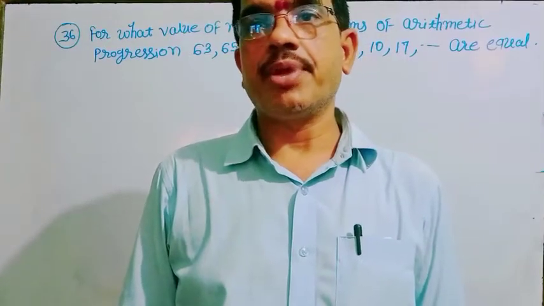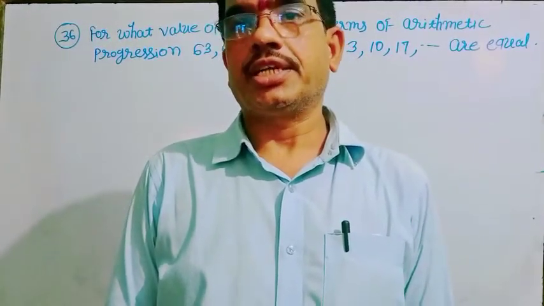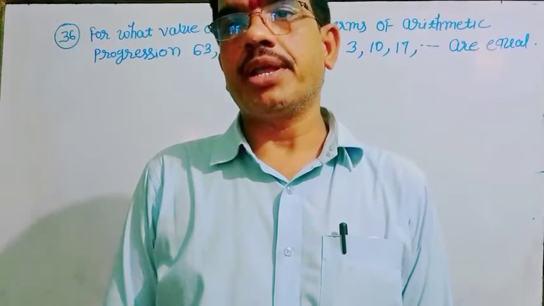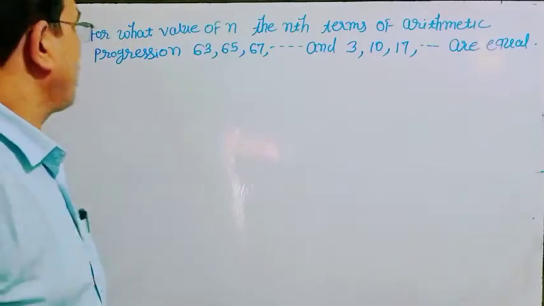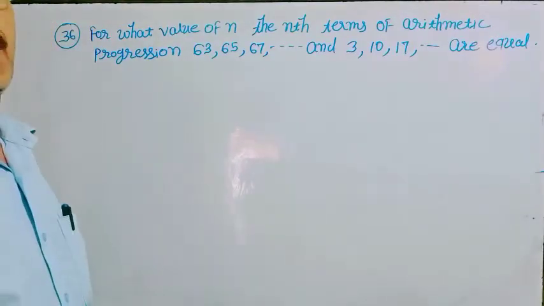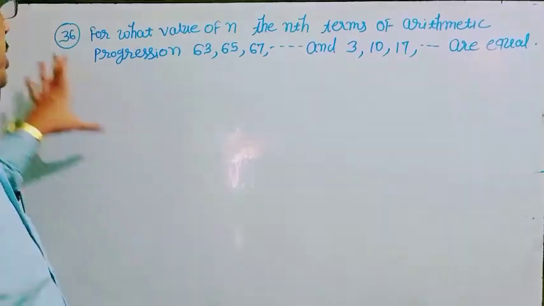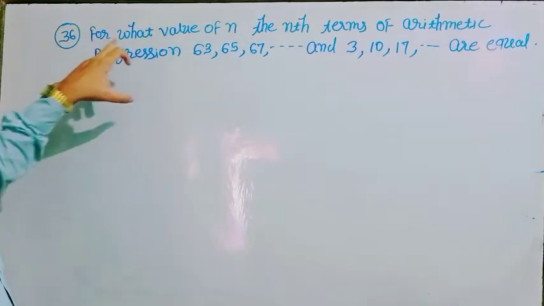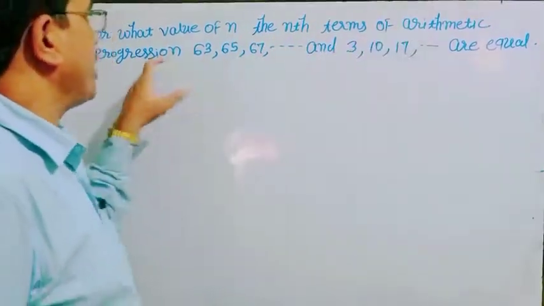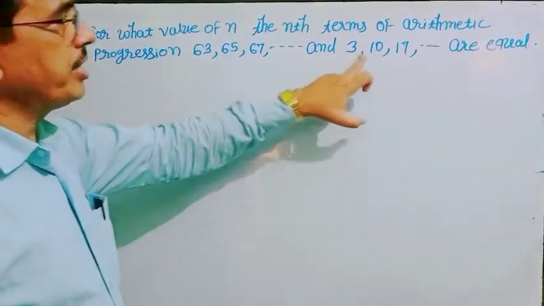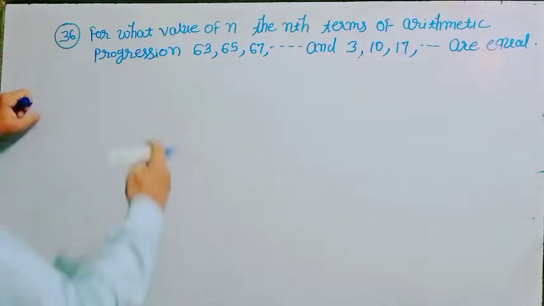Today I discuss the remaining problems of exercise 5A of arithmetic progression. You see, questions number 36 up to 33 I solved in the previous video. Now see, starting from 36. Here is part 4: the value of n for which the nth term of this AP and the nth term of this AP are equal. There are 2 APs here.